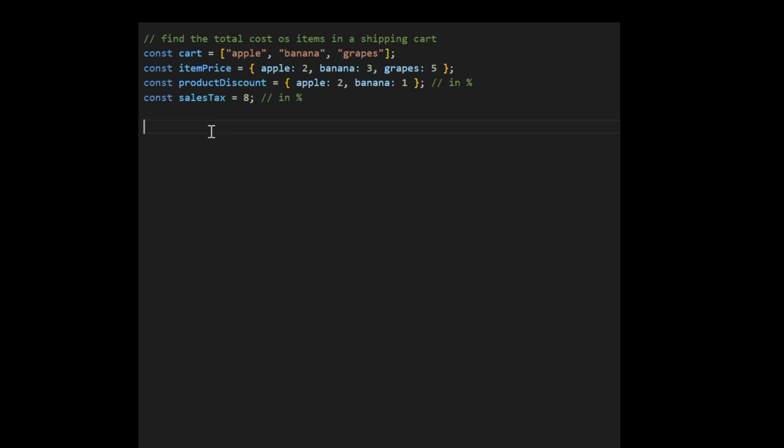Today we are going to discuss a recently asked interview question in JavaScript. The problem is to find the total cost of items in a shopping cart. They have given the cart, product items, discount percentage and the sales tax. So they need to find the cost after the discount and the sales tax.